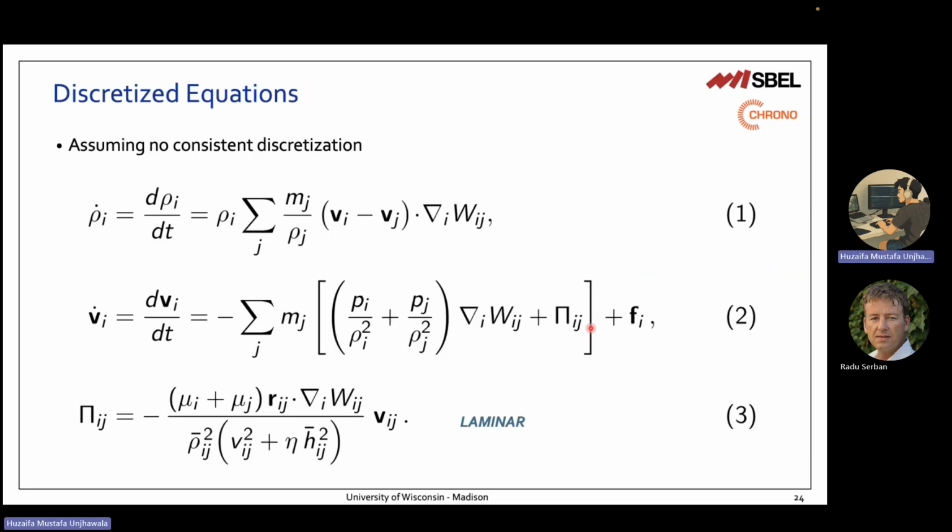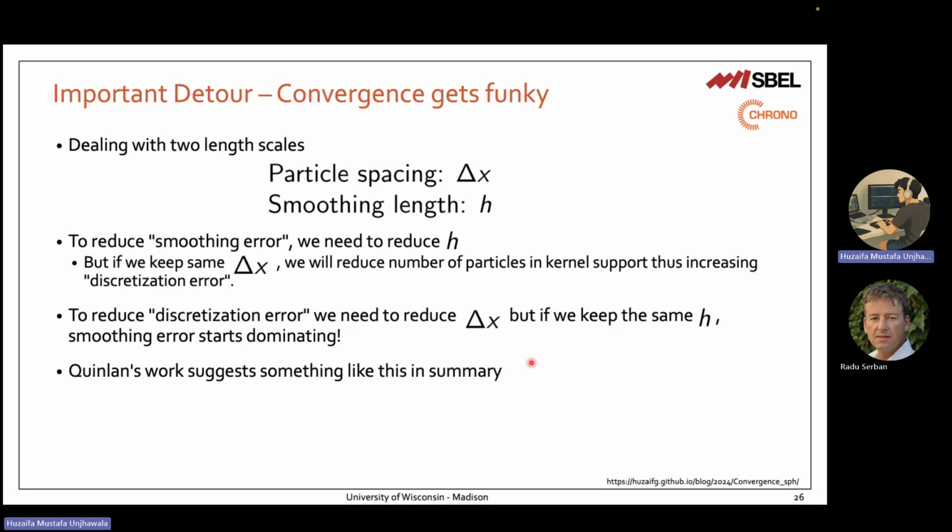Okay. So that basically summarizes all the terms in this equation. So you now kind of know what is happening at each particle, what equations are being solved, and what state each particle holds, right? So as I said, the convergence of SPH is a bit funky. There are two length scales, and that's because there are two approximations that we make.